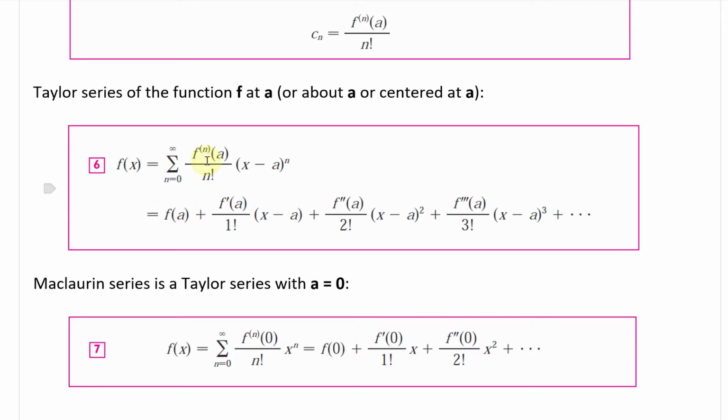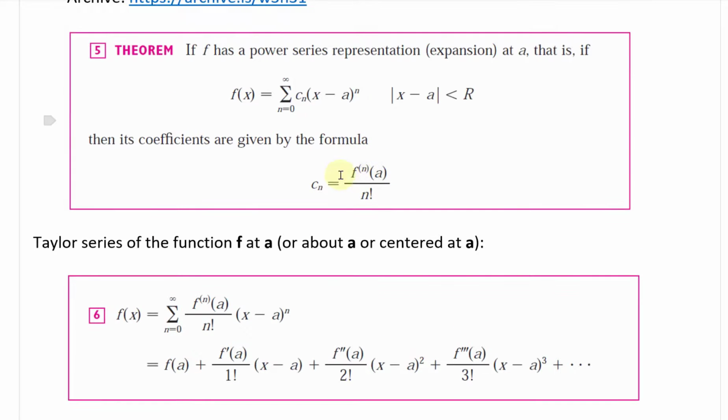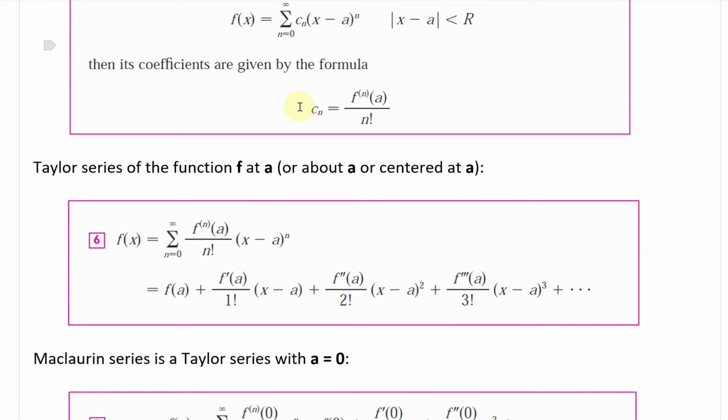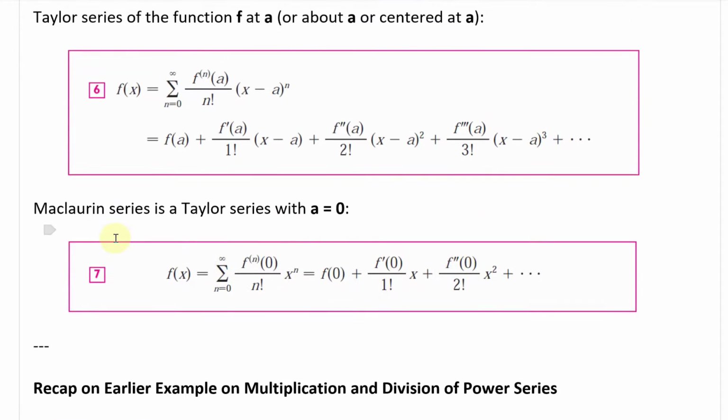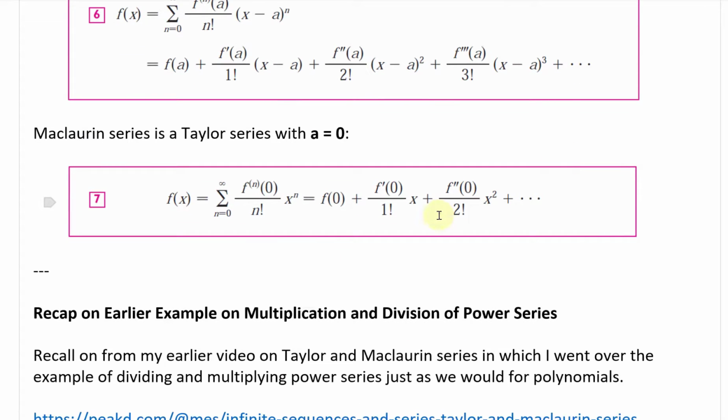And then the Taylor series of the function f at a, or about a, or centered at a, you could expand this all out. Plug this c_n, the Taylor coefficients, inside there, and we get f of a plus f prime of a divided by 1 factorial times x minus a, and it goes to 2 factorial, 3, and then the second derivative, third derivative, and so on. And the Maclaurin series is just a Taylor series, but with a equals 0. So just plug in a equals 0, we get the nth derivative at 0, and then this x minus a becomes just x.